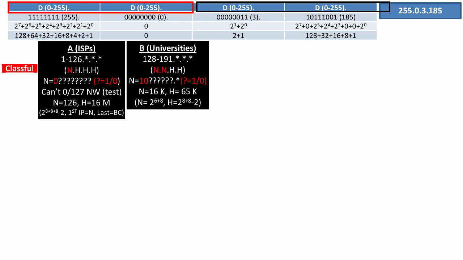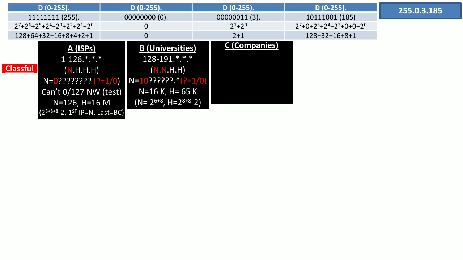And then for hosts we have the last two octets, that is 16 bits, and we have to subtract two IPs from the host portion, because the first IP will be used for the network address, and the last IP will be used for broadcasting in that network.